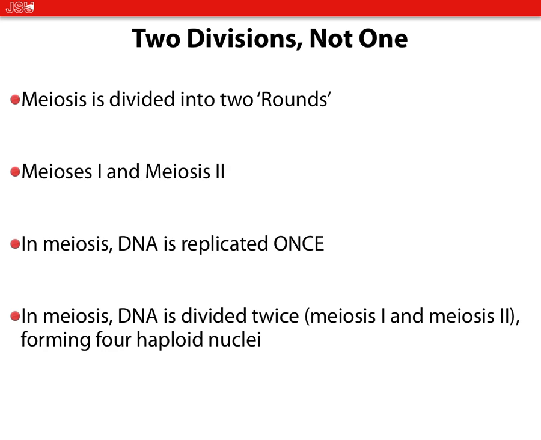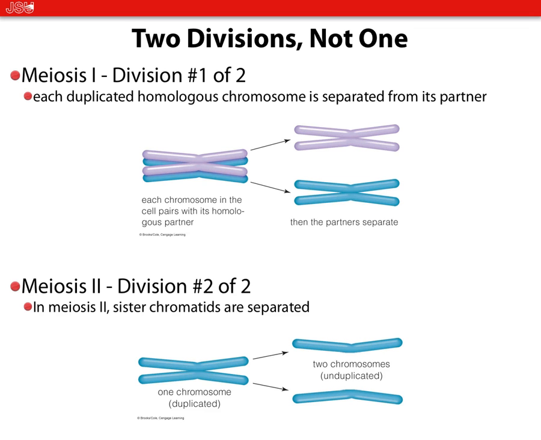So let's talk about some specifics here. I didn't talk much before because these are some specifics about meiosis, and I knew this was coming up. Meiosis is divided into 2 rounds. We have meiosis 1, meiosis 2. And in meiosis, DNA is replicated once. So the first division, what happens? 2 sister chromatids separate. Now before this, they did crossing over. Division 2, they separate once more, and then we have 2 separate chromosomes.